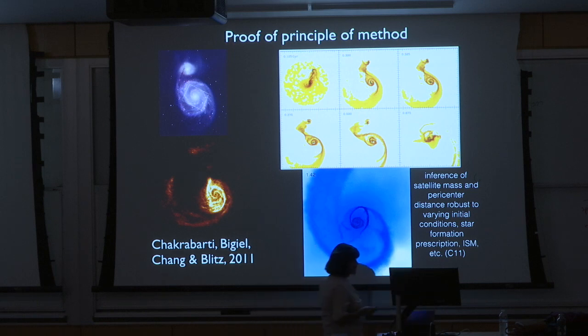We spent some time trying to convince ourselves that the inference of the satellite mass and pericenter, which were the two quantities that we focused on, were robust to varying things like the initial conditions, the equation of state, the star formation prescription, etc. In the interest of time, I'll skip that, but if you're interested, please ask me later. Now, M51 has a pretty massive satellite, about a 1:3 mass ratio, so we did test this on systems that had lower mass ratio satellites to convince ourselves that the method worked over a wide range in perturber to primary galaxy mass ratio.